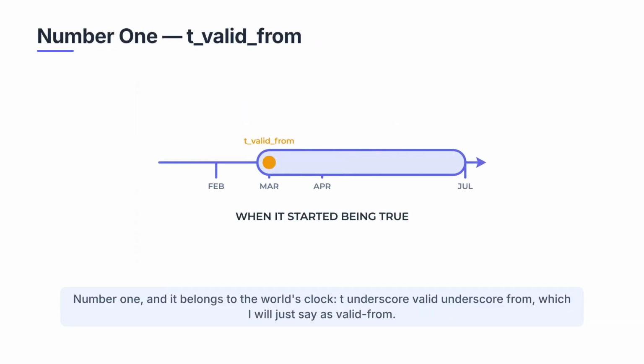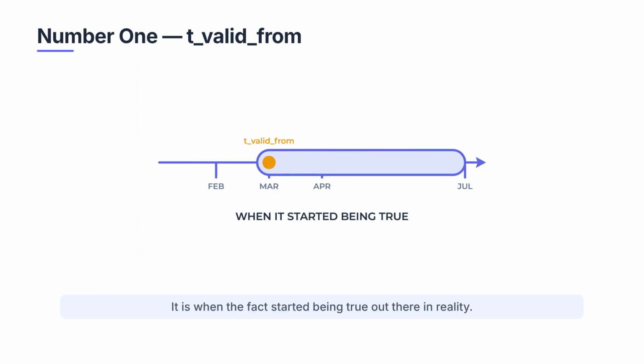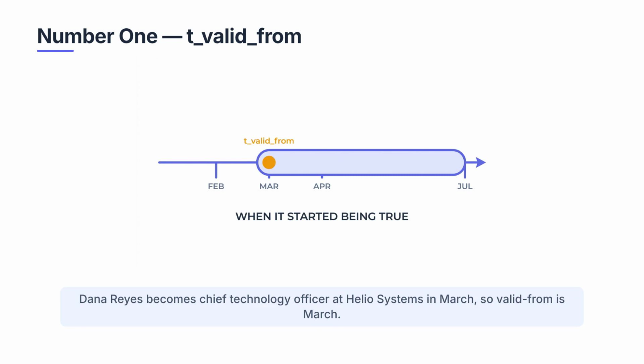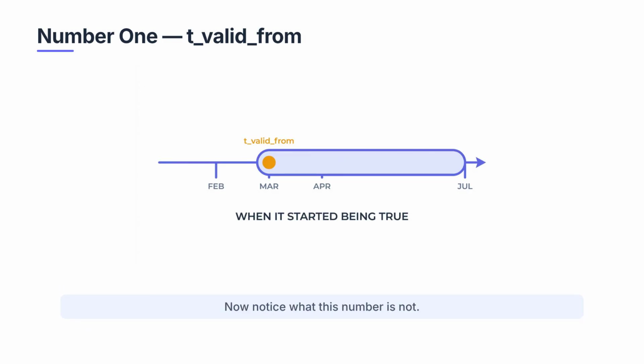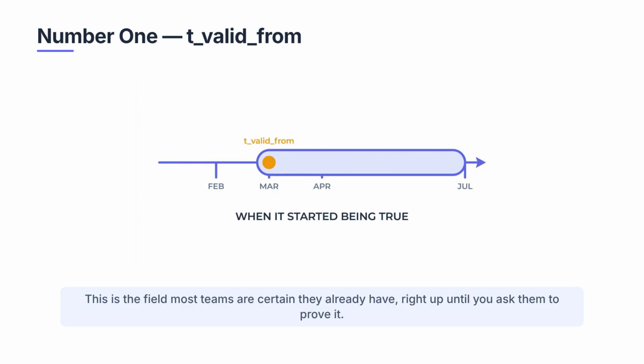Number 1, and it belongs to the world's clock, T_valid_from, which I will just say as valid from. It is when the fact started being true out there in reality. Dana Reyes becomes Chief Technology Officer at Helios Systems in March, so valid from is March. Now, notice what this number is not. It is not when anybody wrote it down, and it is not when you read about it. It is a claim about the world, and the world does not consult your database before changing. This is the field most teams are certain they already have, right up until you ask them to prove it.